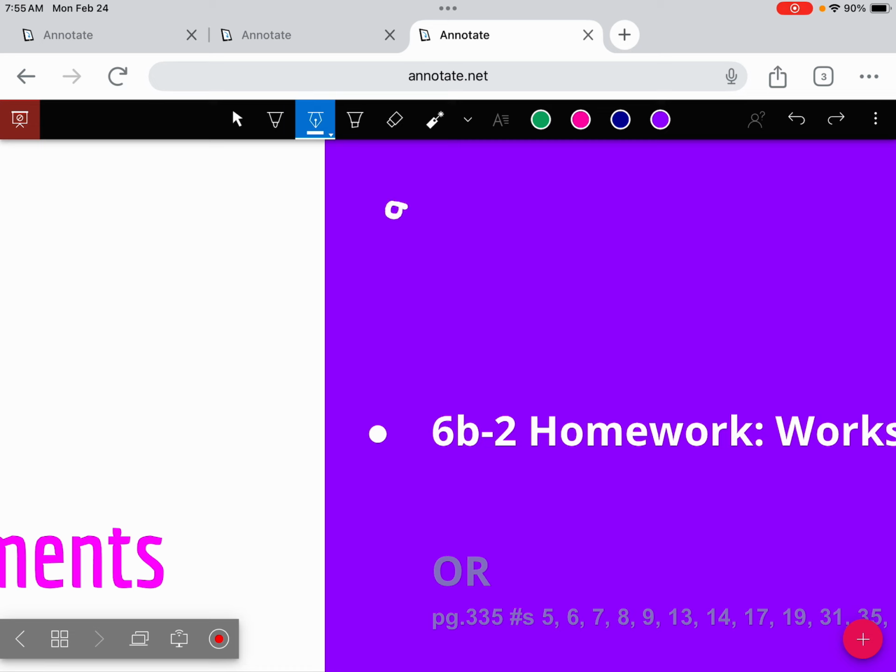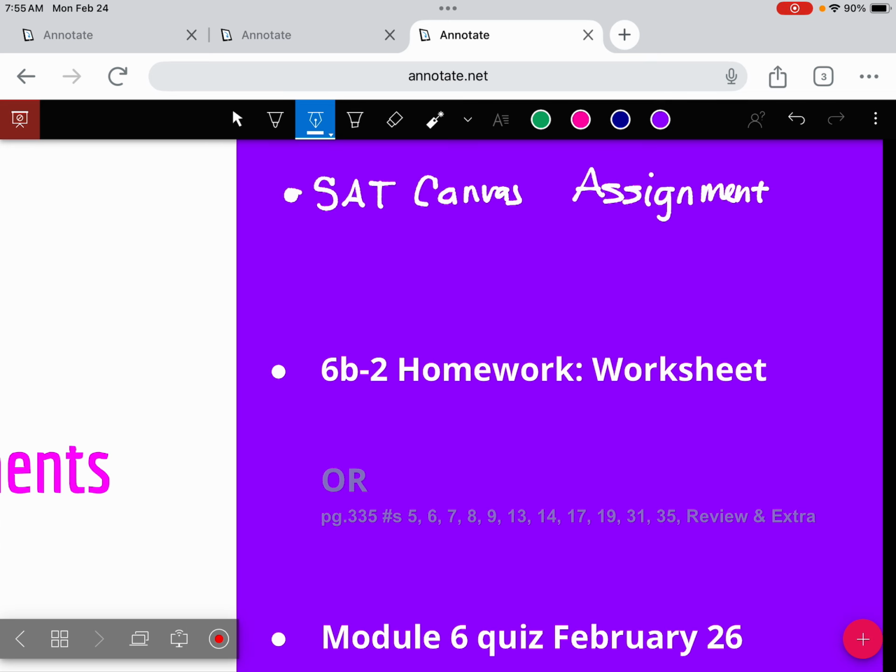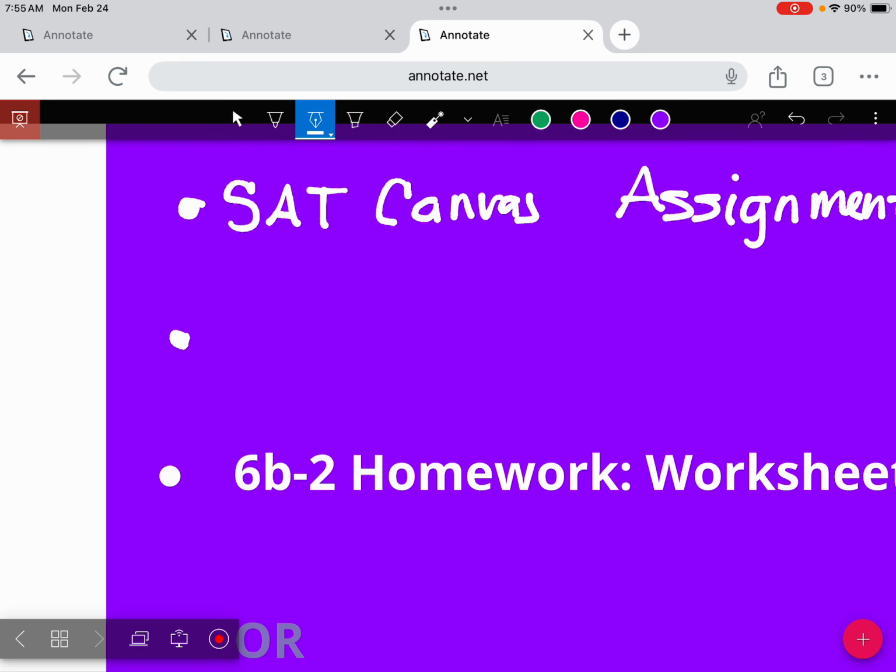So, a couple little notes for us. We have another SAT practice Canvas homework. It's on Canvas. It is multiple choice. You're not seeing them? Okay. I will pull it up here in just a second. I'll show you where it is on there so I can see where things are going wrong.